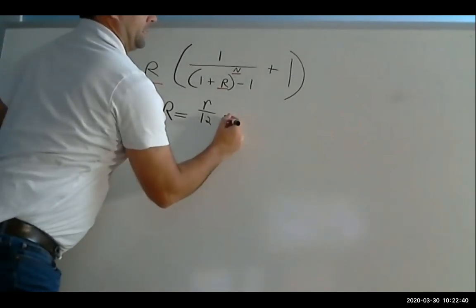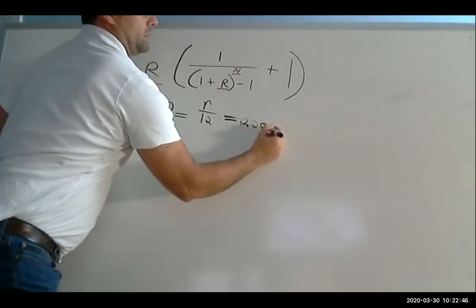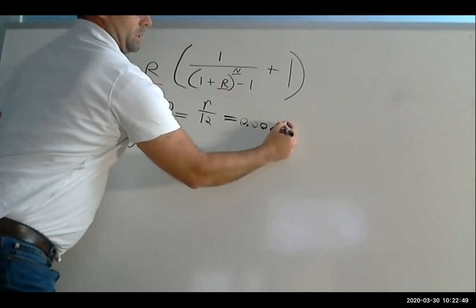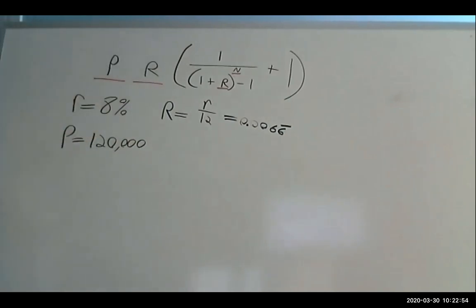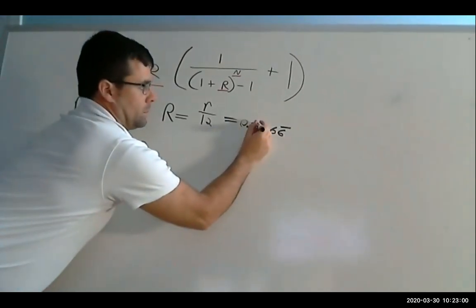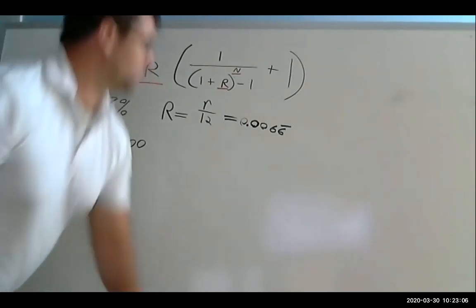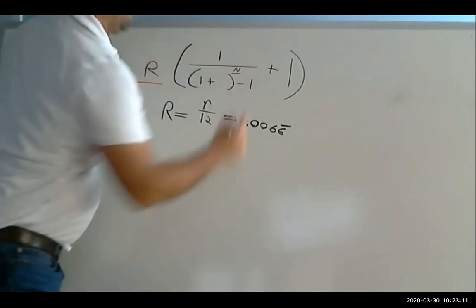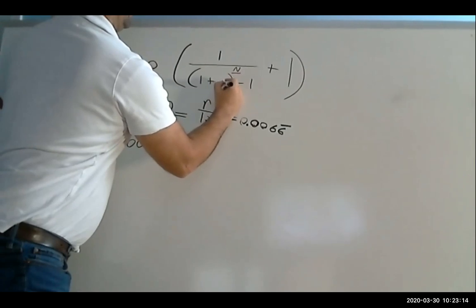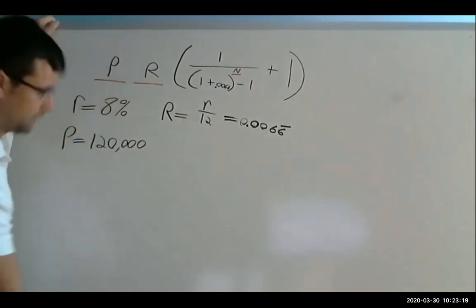And in this case, it is 0.0066 on forever. All right? Okay, so what else? We've got big R, which is 0.066.